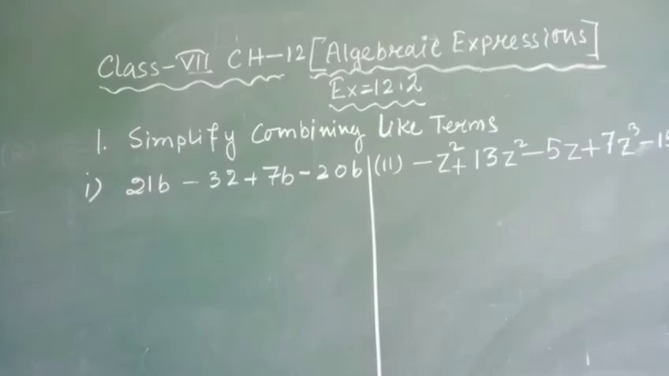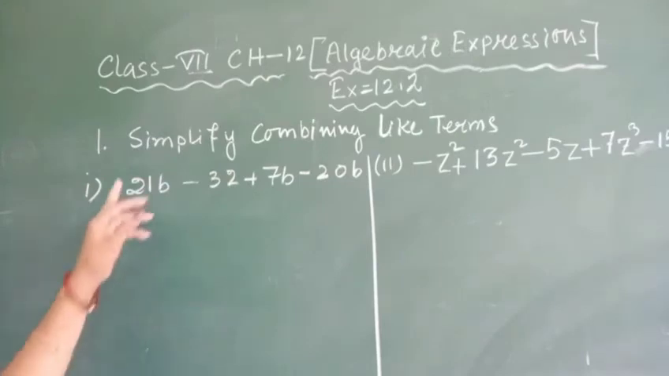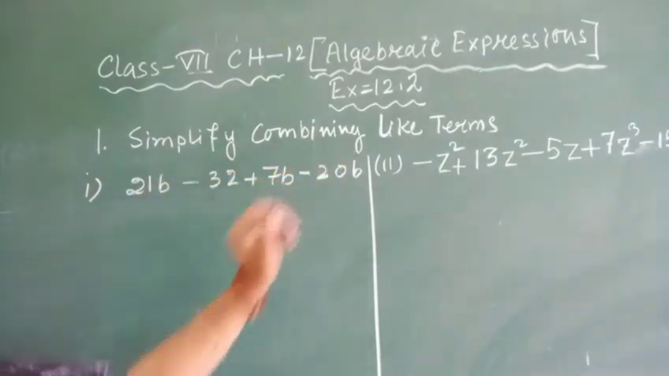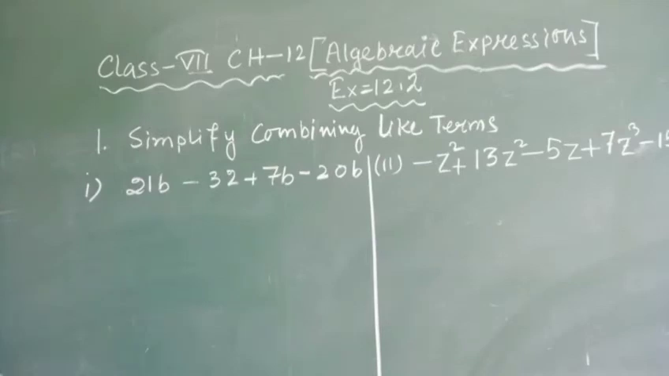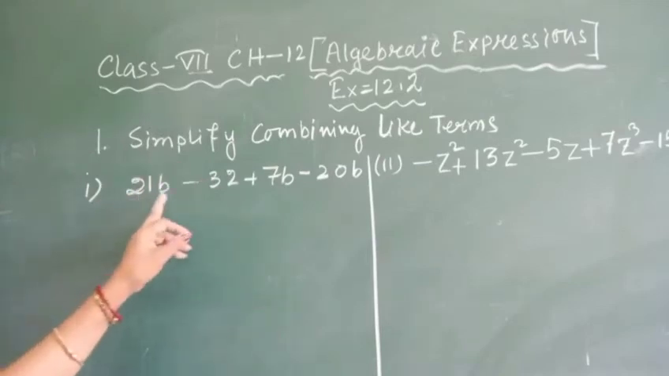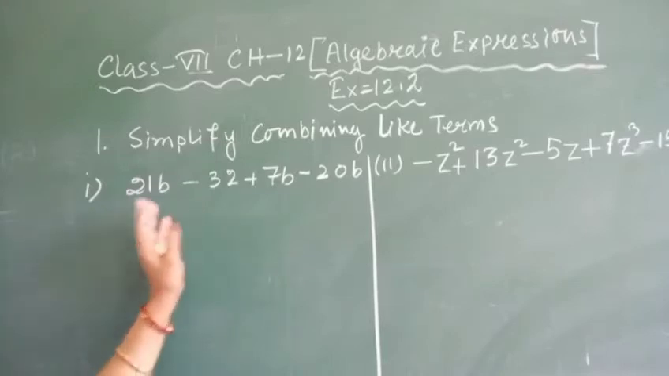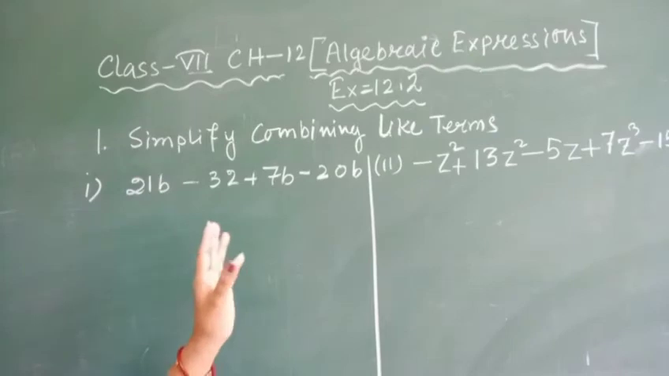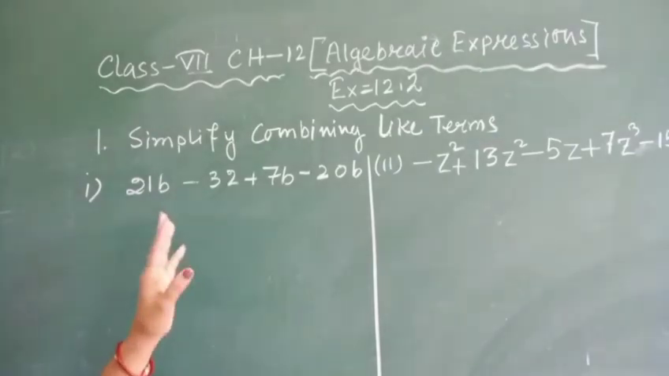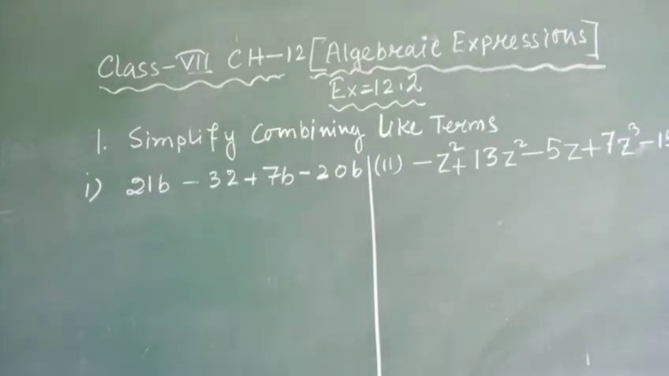Today we will do exercise 12.2, question number 1, chapter 12, algebraic expression. Simplify combining like terms. Now you all are familiar with the term like terms. Like terms means you have to concentrate on the variables and their powers. When the variables and their powers are the same, you can do addition and subtraction, any mathematical operation with these terms.